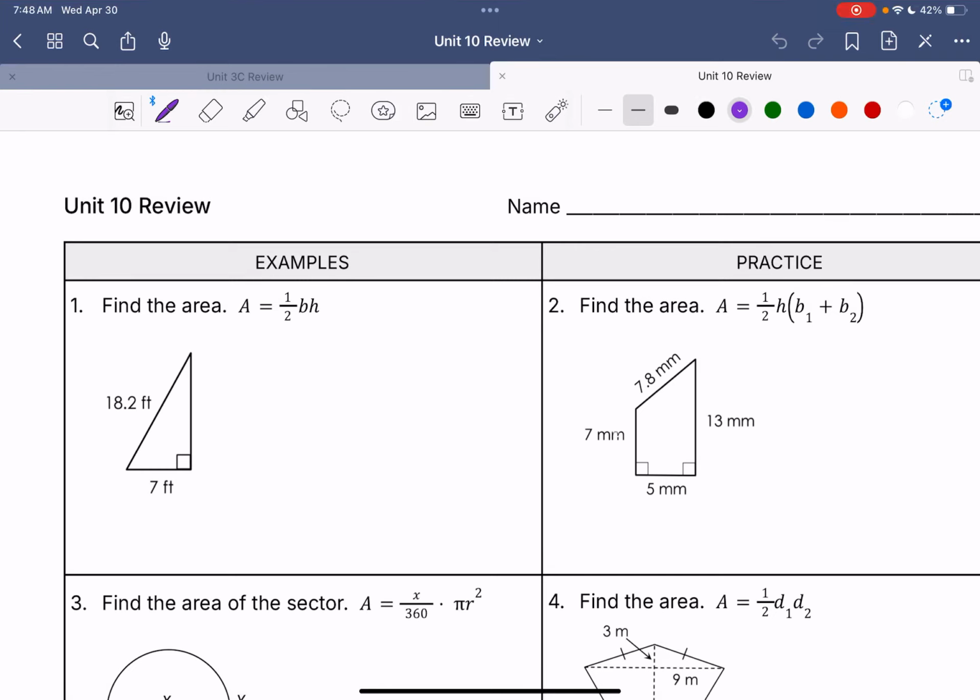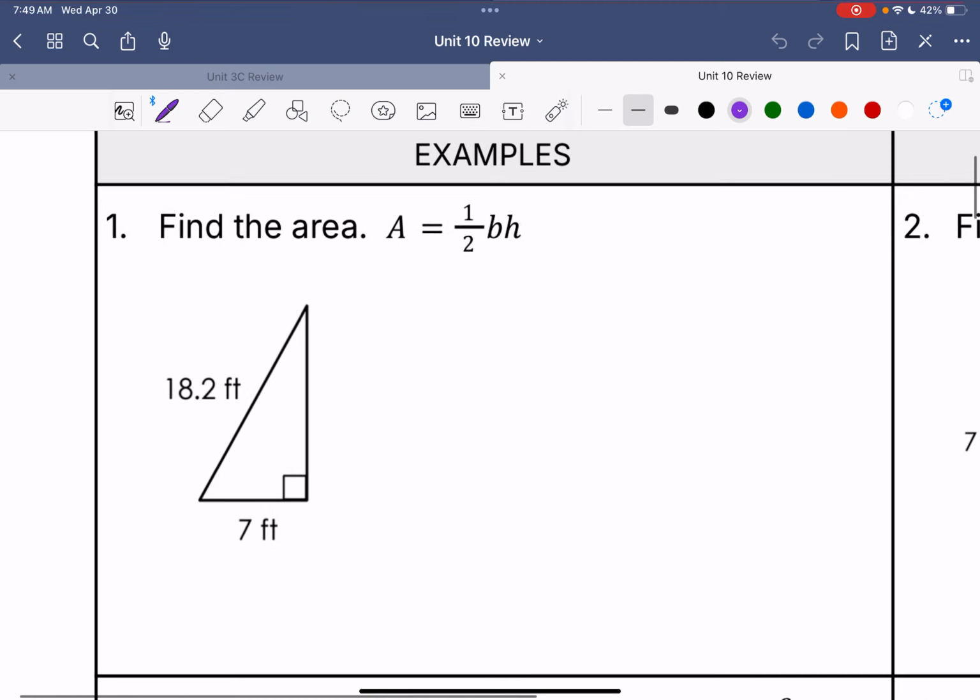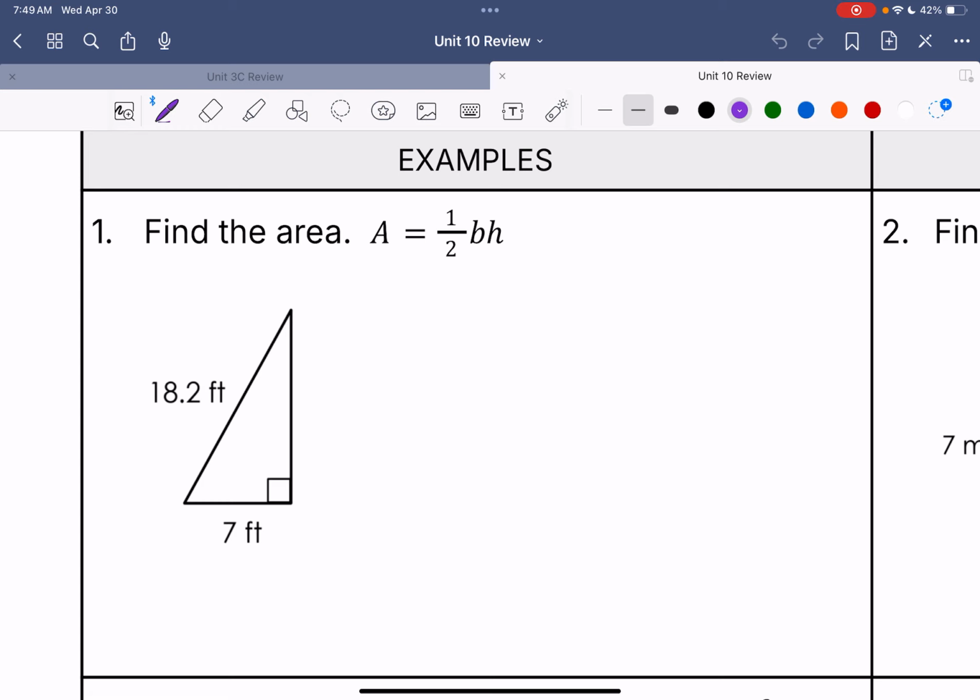Good morning, everyone. Today we're going to be doing our Unit 10 review to prepare for our test that we're taking tomorrow. Like always, we're going to do the examples column, and then I'm going to leave the practice up to you. So first one, find the area, and I even give you the formula here.